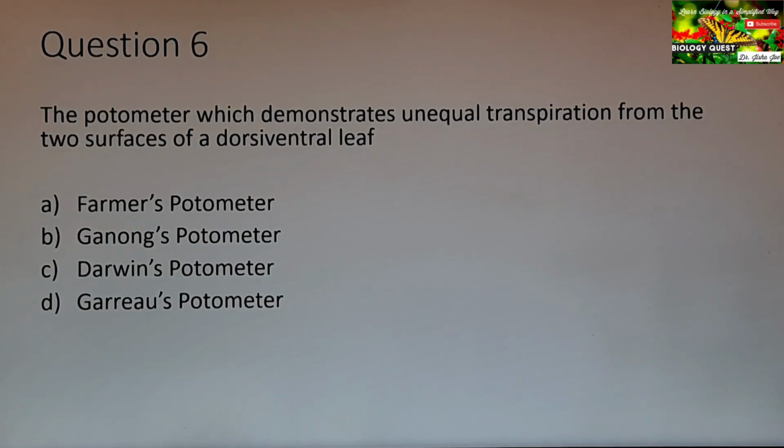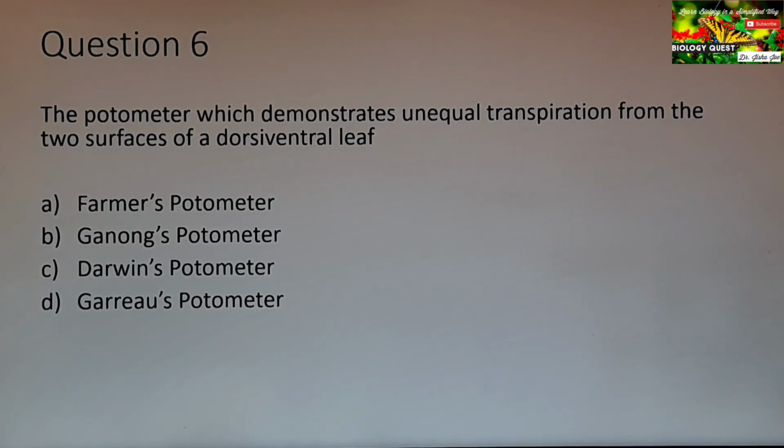Question 6. The Potometer, which demonstrates unequal transpiration from the two surfaces of a dorsiventral leaf. So let us have a look at the various options. Option A, Farmer's Potometer, B, Ganong's Potometer, C, Darwin's Potometer, and D, Garreau's Potometer.